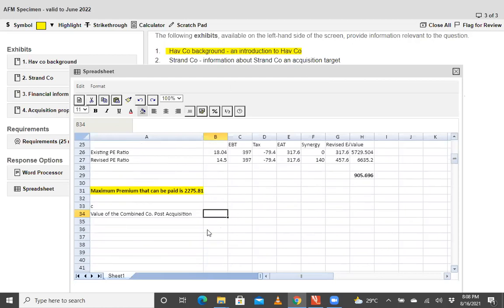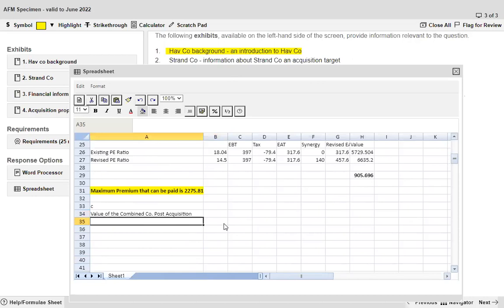So basically, you need to calculate the value of the combined company. Now the profit before tax, the profit after tax of the target, the profit after tax of Hav, it's going to be what?